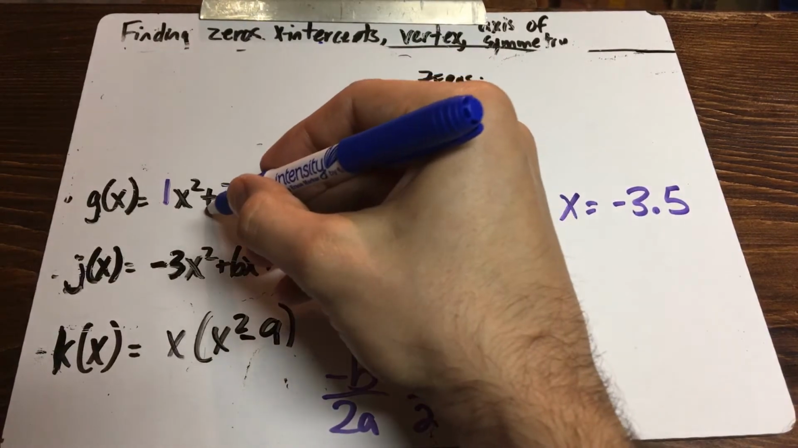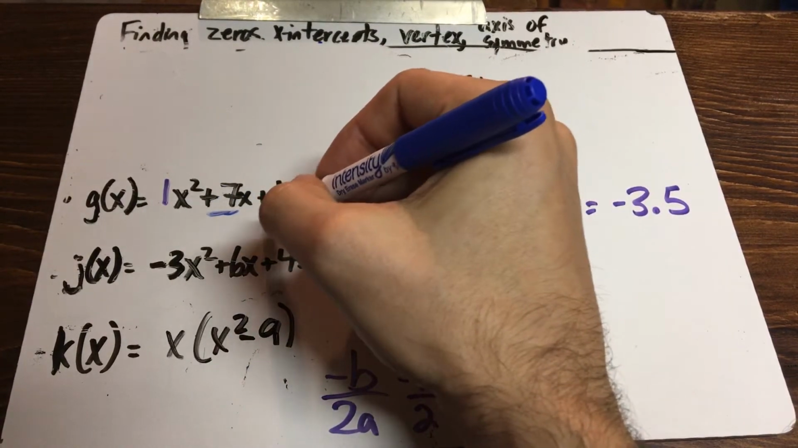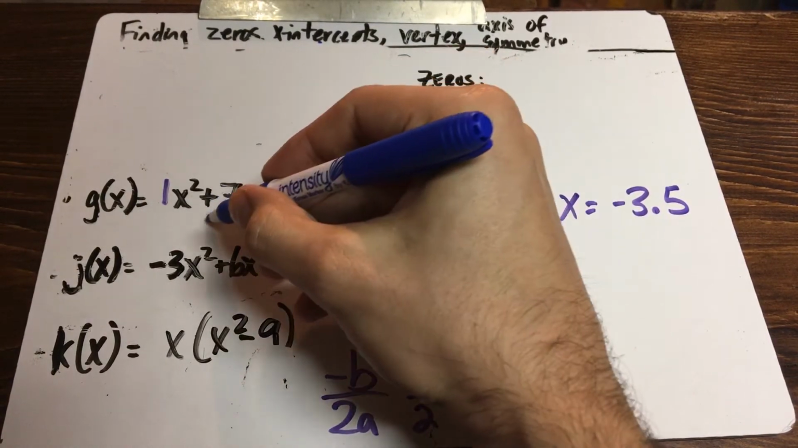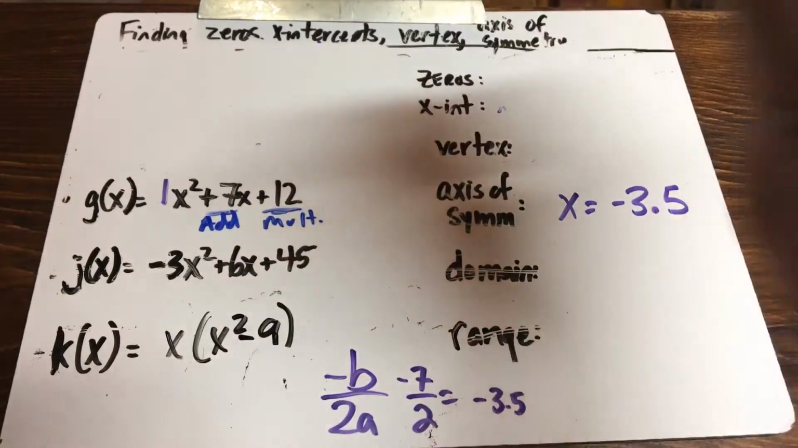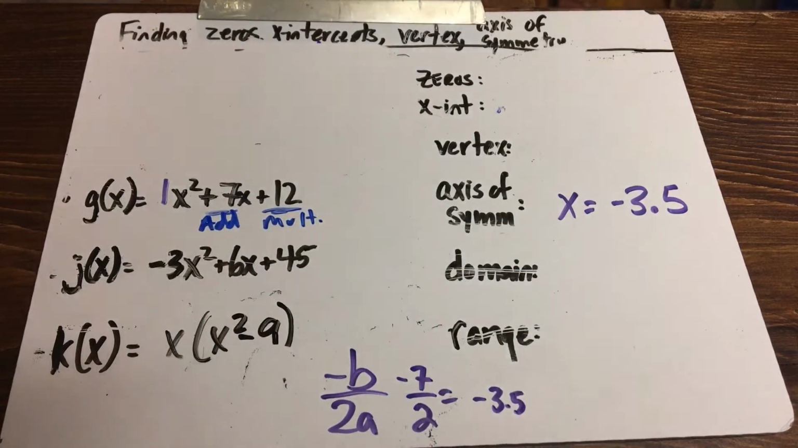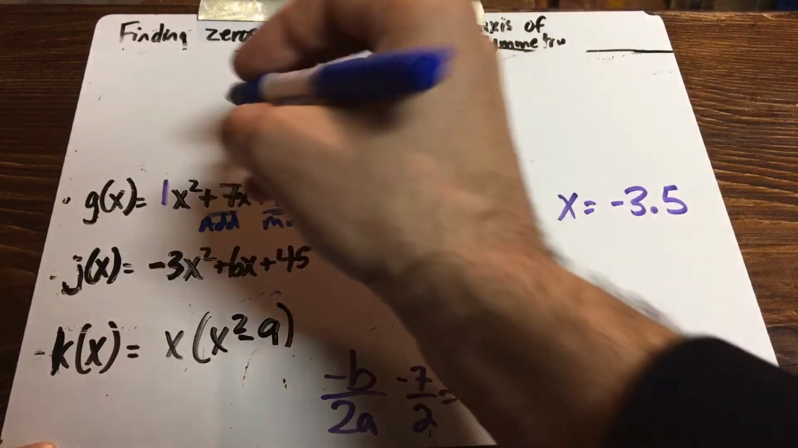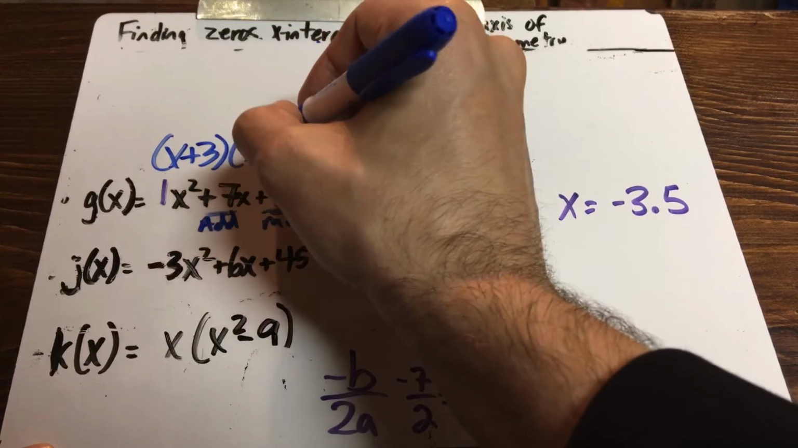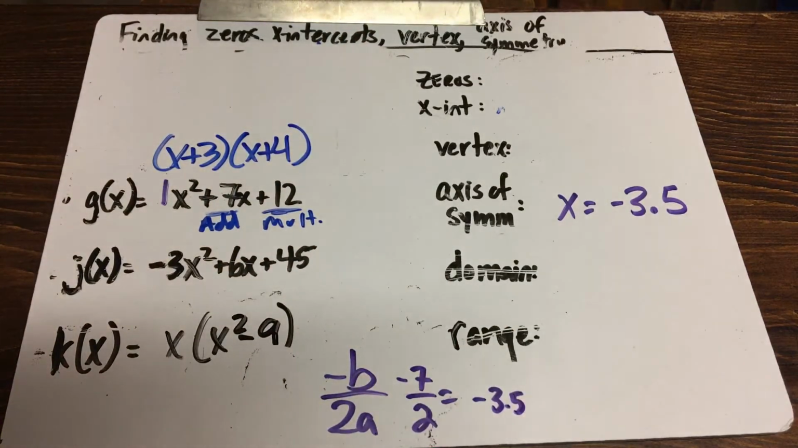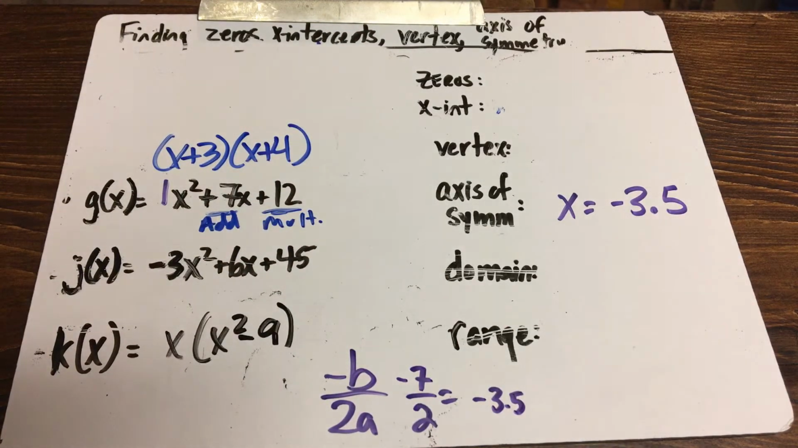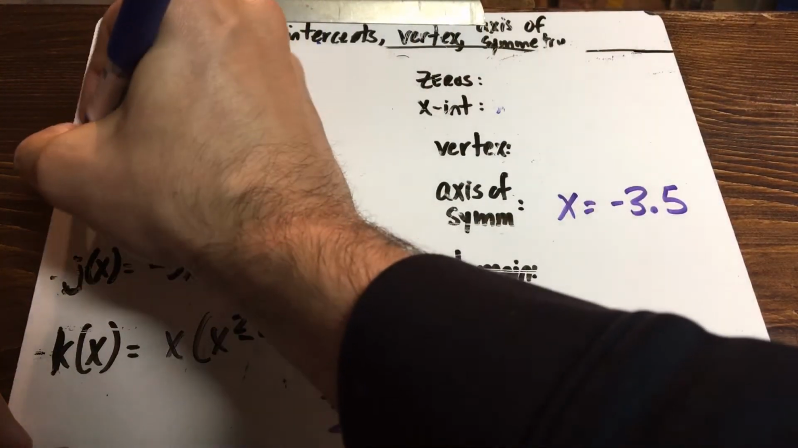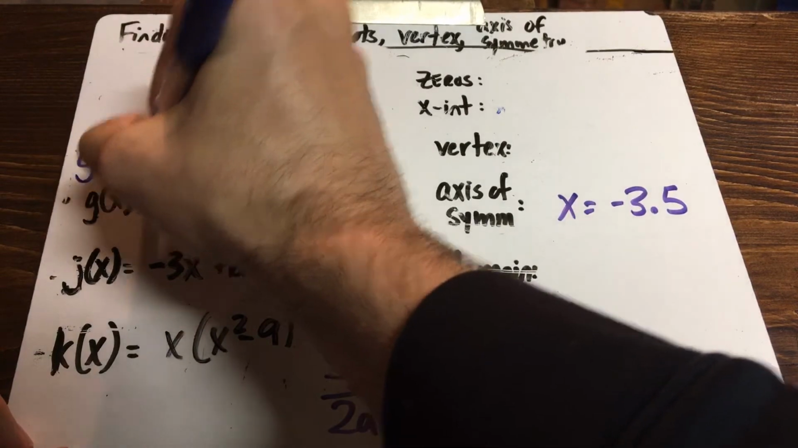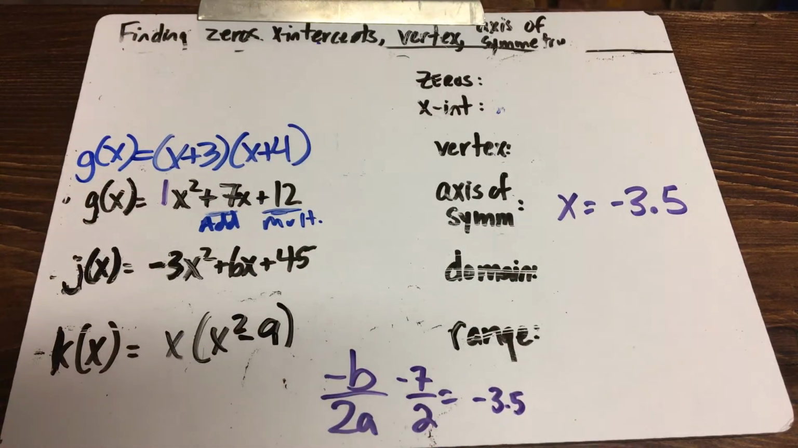Do you know 2 numbers that would multiply to equal positive 12 that would add up to equal 7? 2 numbers that multiply to equal 12 that add up to equal 7. Isn't that 3 and 4? Right? 3 times 4 equals 12, and 3 plus 4 equals 7. So I could also have written this quadratic equation like that. G of x equals x plus 3 times x plus 4.